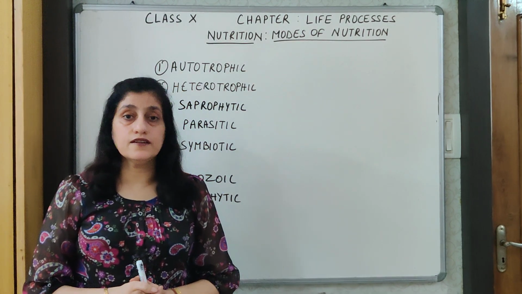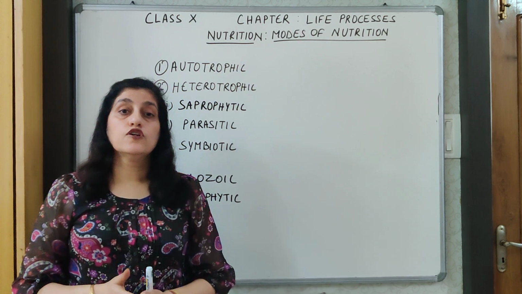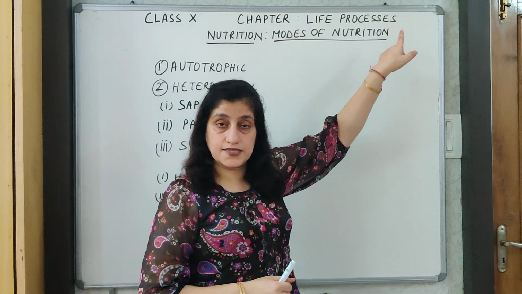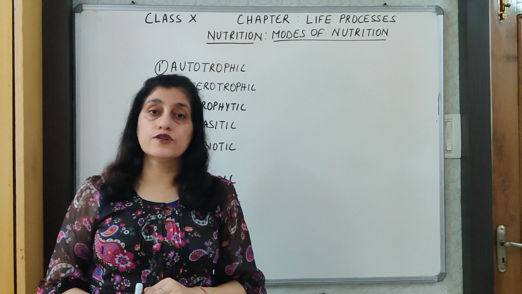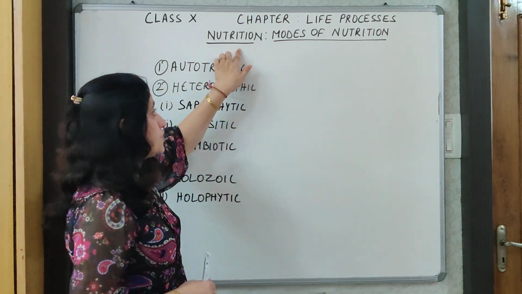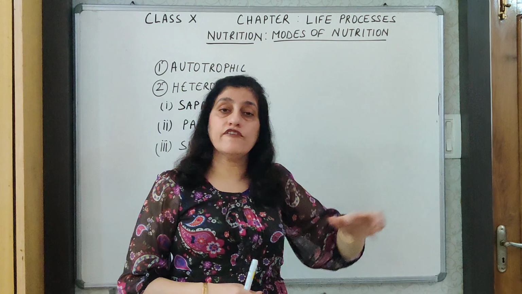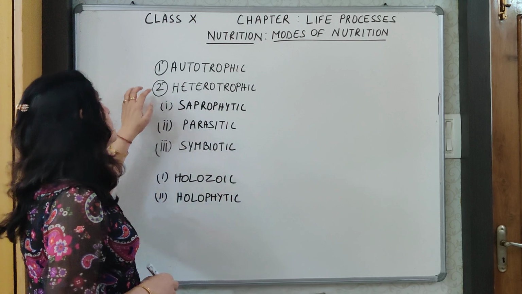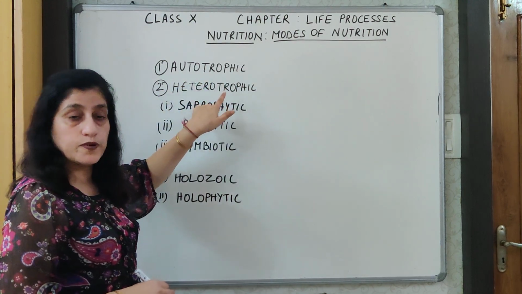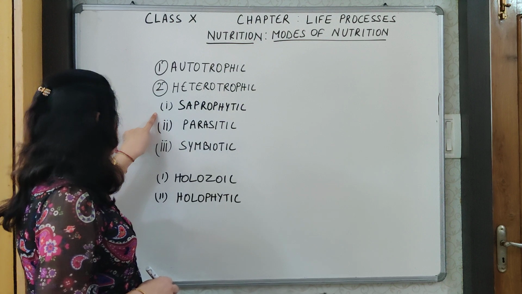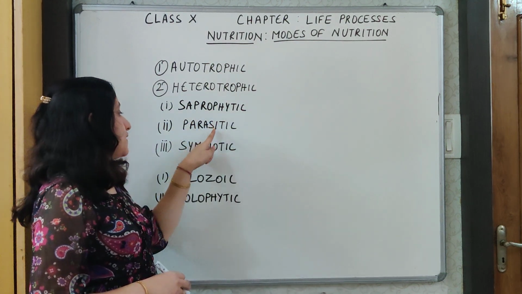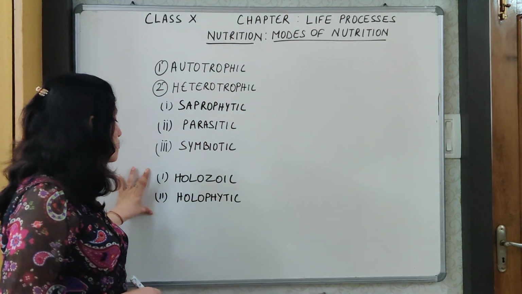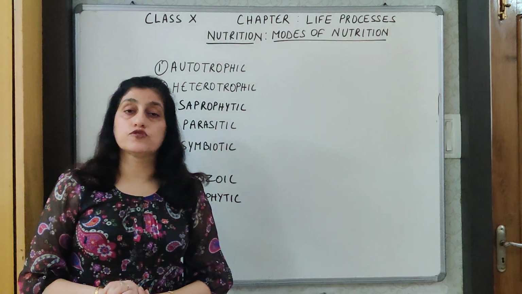So I'm back here with my next video for the chapter for class 10th, life processes. And in this particular video, we'll be dealing with nutrition and the various modes of nutrition. The key points to be discussed in this video are the types of nutrition, autotrophic and heterotrophic. Then types of heterotrophic nutrition, that is saprophytic, parasitic and symbiotic. And another way of classifying nutrition, which is Holozoic and holophytic mode of nutrition.